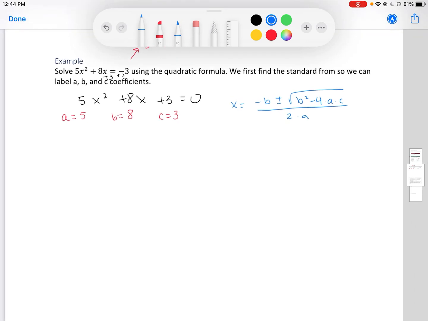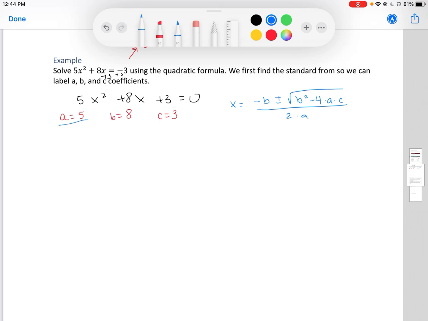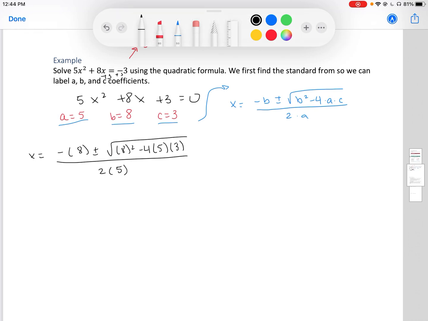All right, so let's go ahead and just plug in these values. We have an a, a b, and a c. Let's plug them into our quadratic formula. So that we have x is equal to negative 8 plus or minus the square root of 8 squared minus 4 times a times c all over 2 times a. Okay, notice I carefully labeled all of my substitutions using parentheses so I don't make a silly mistake. All right, let's finish it off.